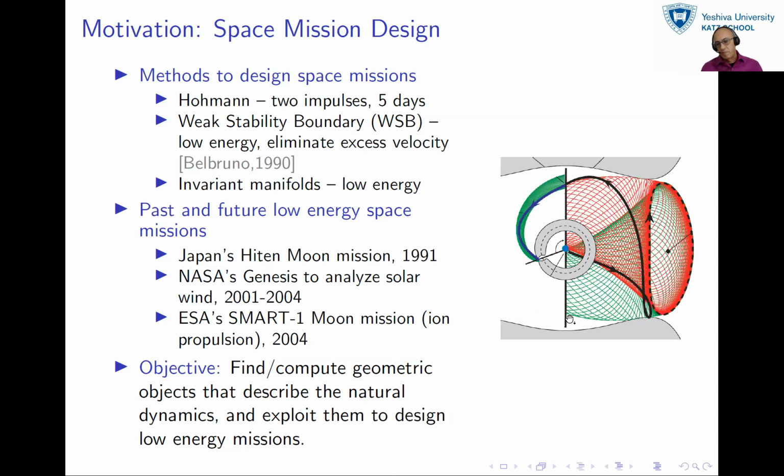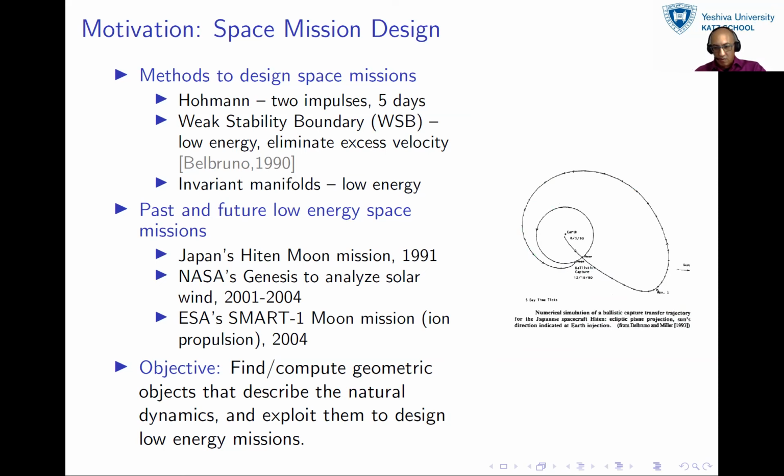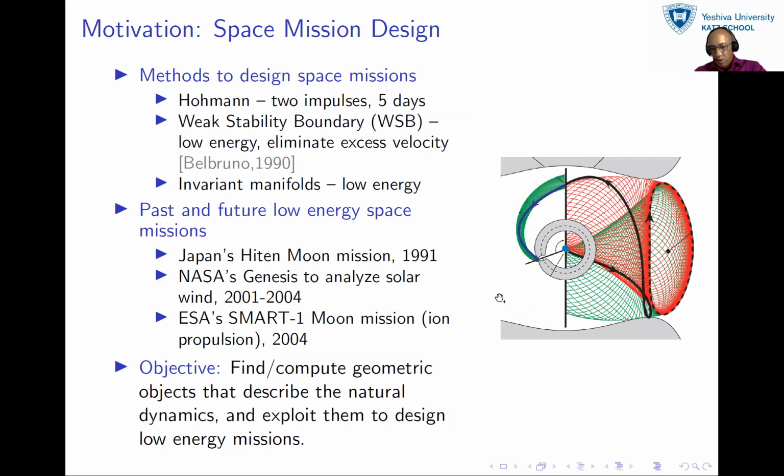In fact, you can find some geometric structures. These are the green and red objects that appear in this computation. And you pretty much see that this trajectory of Haiten pretty much overlaps with a trajectory that follows this red cylinder.